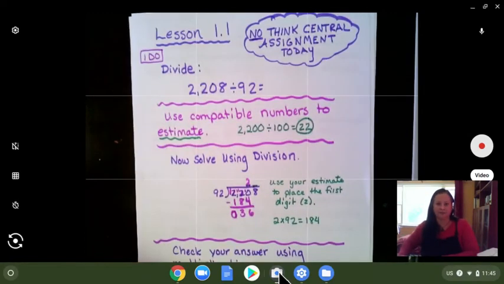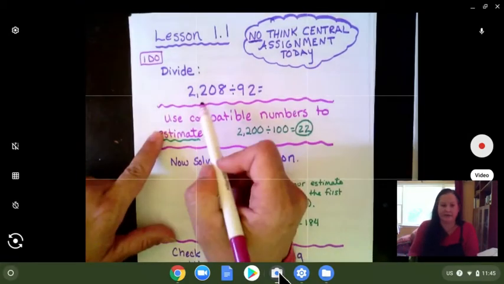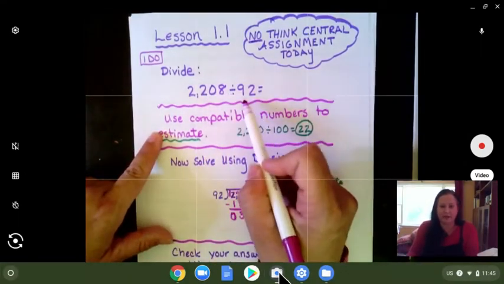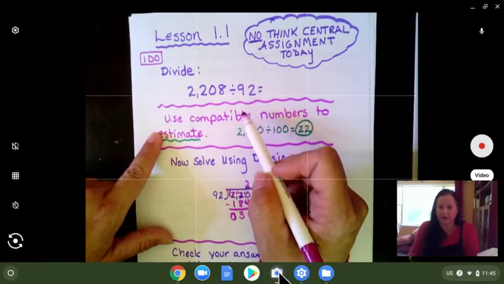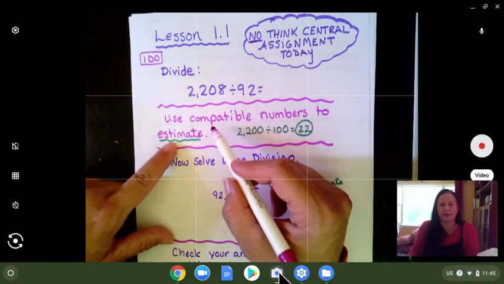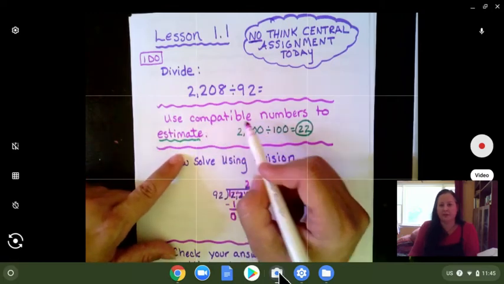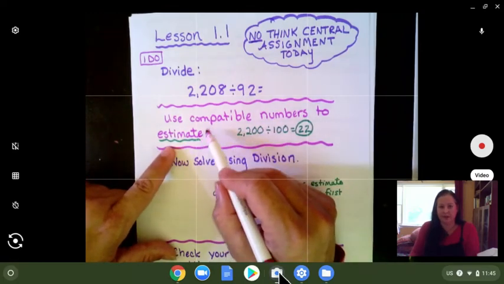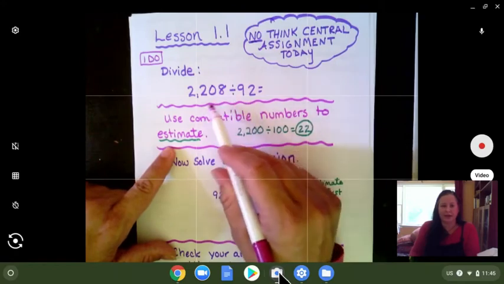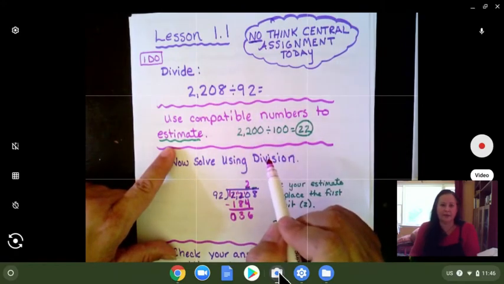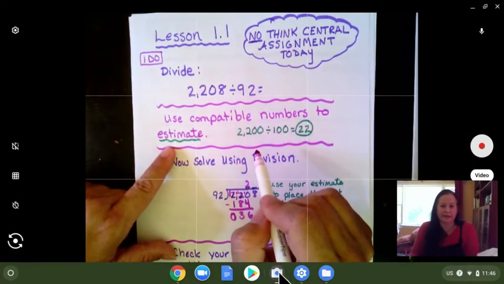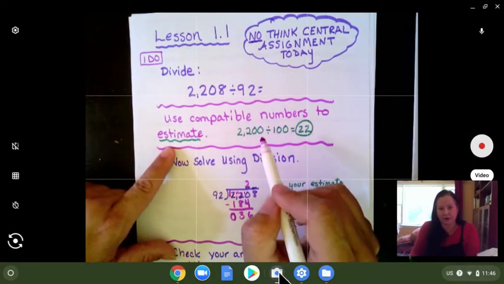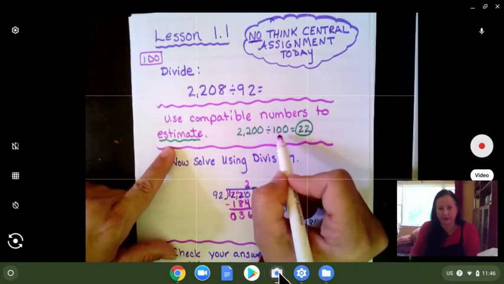So, we're going to be working on division, and notice here we have dividing a number by a 2-digit number, which makes it a little more difficult than what you're used to doing. So the first thing they want us to do is use compatible numbers to estimate. So I looked at my number and I looked to see if there was something that I'd be able to round this to that would make it easier for me. And I know 92 is very close to 100. So I went ahead and I rounded that to 100.